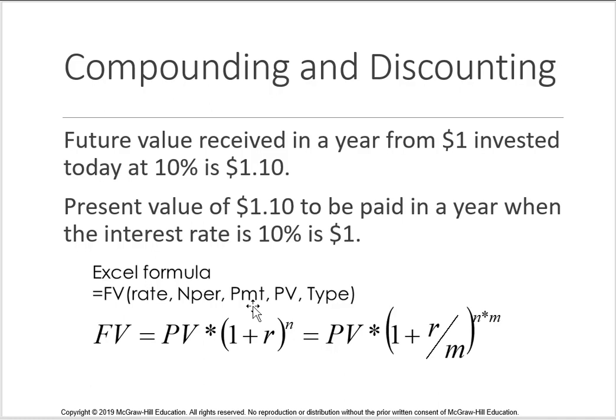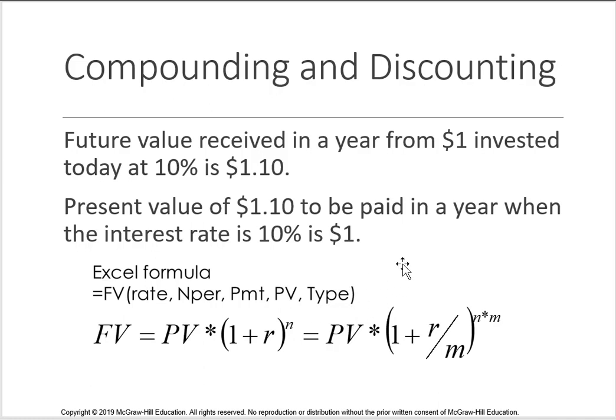The payment is next. The payment will always be entered as a negative number because it designates it as an outflow. The payment could be positive or negative depending on the kind of problem you're talking about. If you're talking about future value, the payment is an investment. So in this case, it would be negative. Present value indicates a number that you're investing today. And again, since it's an investment today, you would put that in as a negative number.